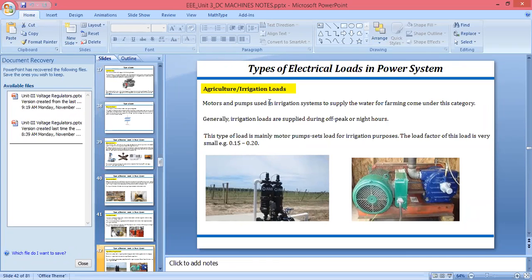agriculture or irrigation load. Generally, these are supplied during off-peak or night hours, because at that time there is no high temperature, there is cool weather, cool climate. So we are using these loads at off-peak or night hours. And this type of load is mainly motor pump set load which we are using for irrigation. And the load factor of this load is very small. It is like 0.15 to 0.20. This load we are calling the agriculture load.